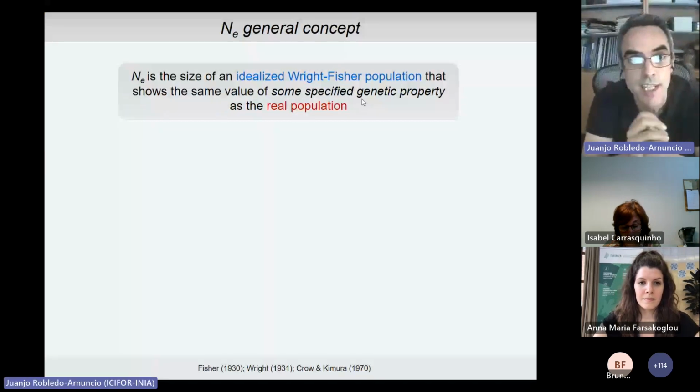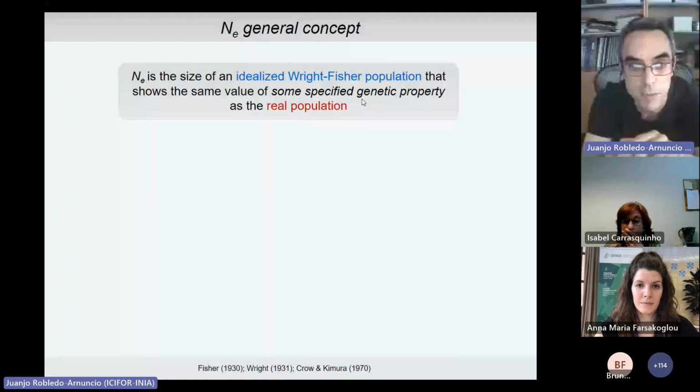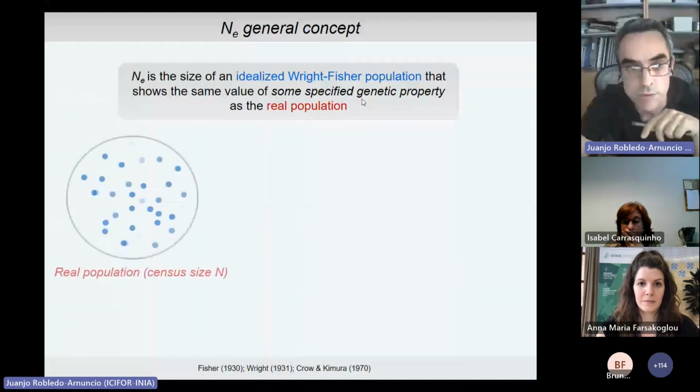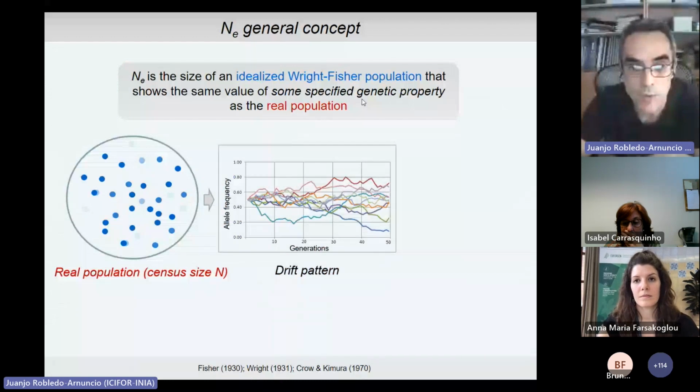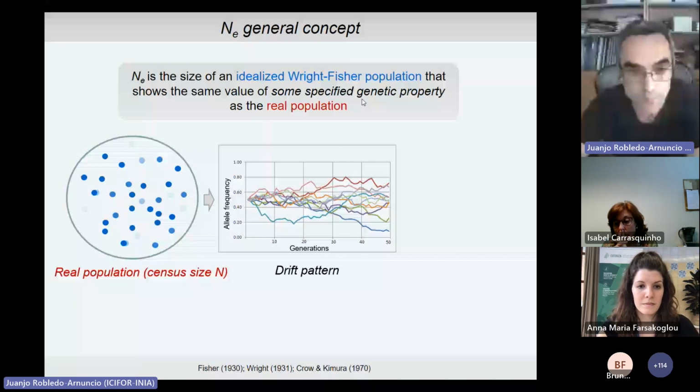So what is NE? NE, probably all of you have heard this definition, is the size of an idealized Wright-Fisher population that shows the same value of some specified genetic property as the real population. So imagine we have a real population of census size N, and we can, for instance, describe or observe a genetic process like drift, which is interesting in conservation genetics because it determines the loss of diversity. We can observe, for instance, the allele frequency variation across generations.